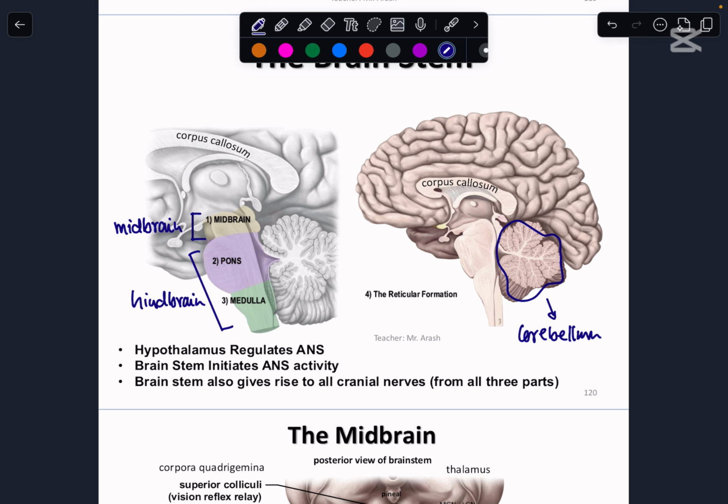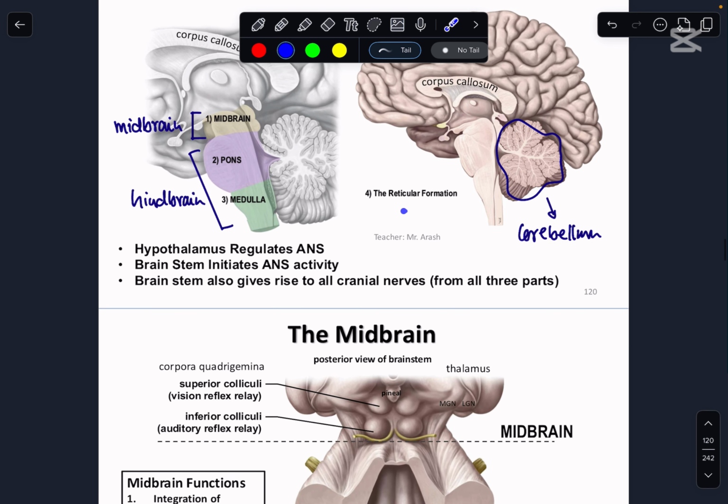So it's the lowest part of your brain. And there's one part which you don't see, a little canal right in the middle of this stem, which we call the reticular formation, which is listed here, but you don't see it. So let me just draw it like that. This would be the reticular formation.